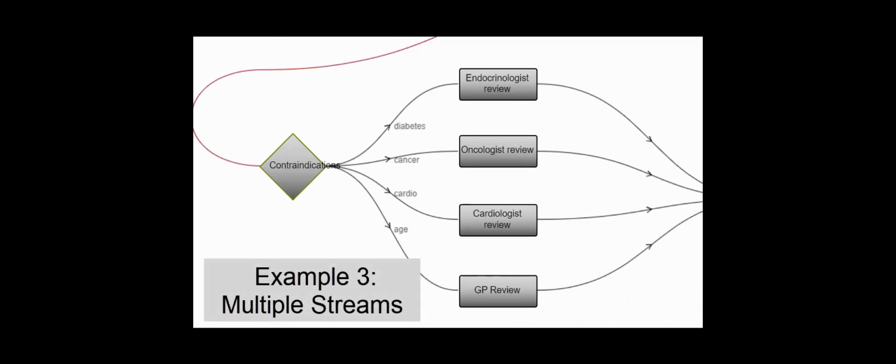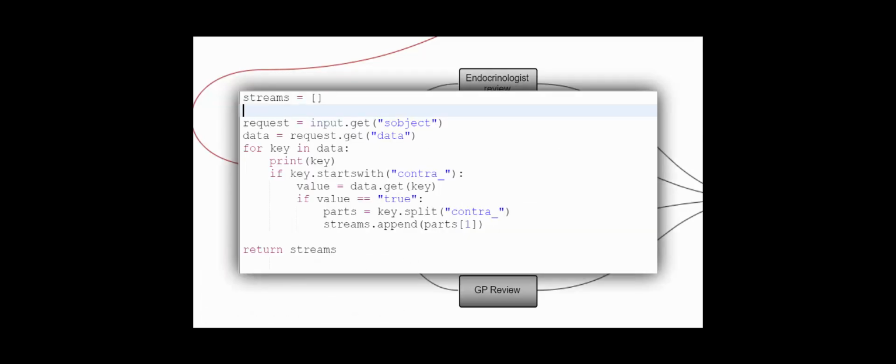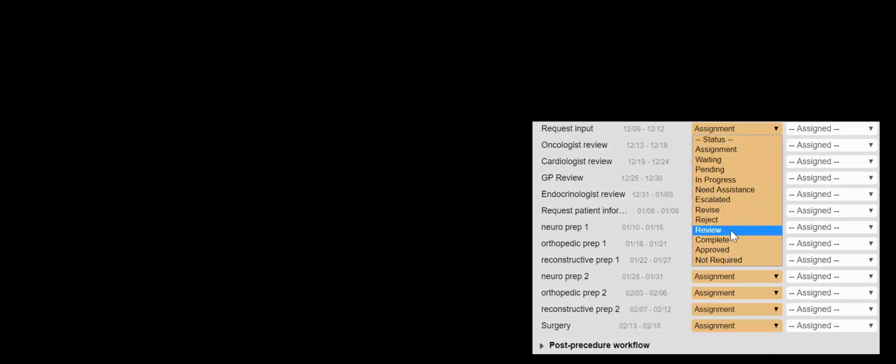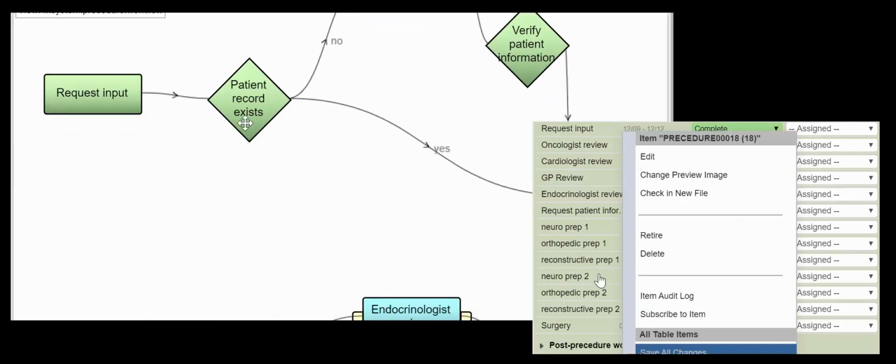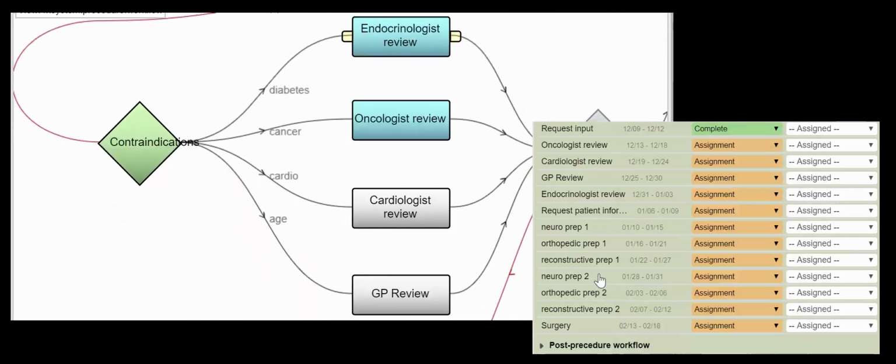The third type of conditional is multiple streams. Chosen streams will receive a pending message, and streams that are not chosen will be marked not required. In this example, the conditional node will check the contraindications indicated on the surgical request form and choose which specialist to refer to in the case of surgery. On execution, we see required tasks receiving the pending message and not required tasks marked not required.